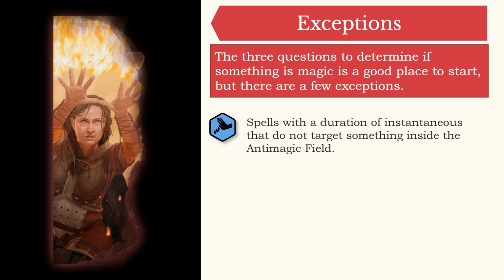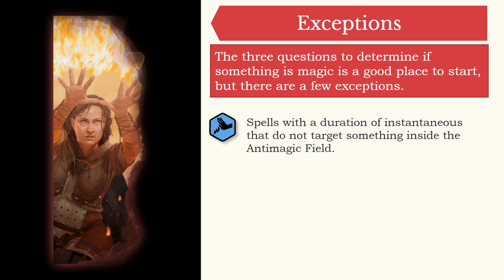Effects created by spells with a duration of instantaneous may enter an anti-magic field with no adverse effects, but these spells still could not be cast while inside an anti-magic field. Okay, so that's the first part of the exception. Now let's look at the second part. It says that do not target a creature, object, or space that is inside the anti-magic field.